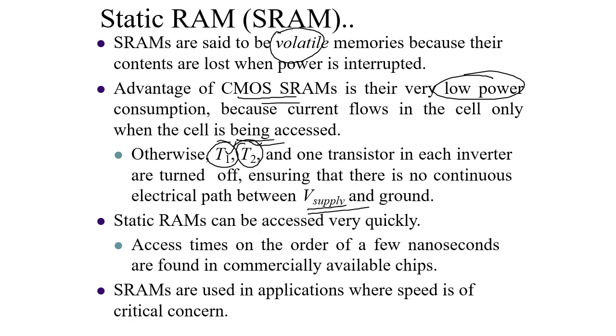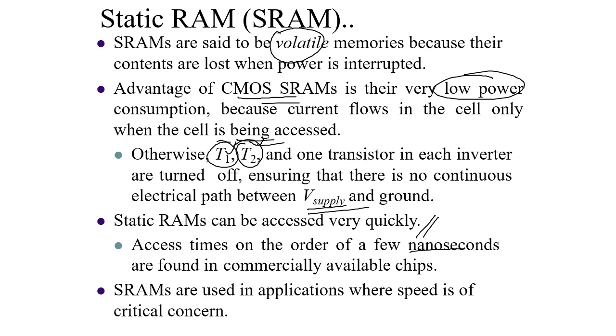So there is a continuous wastage of power in order to keep the transistors T1 and T2 and one transistor turned off. So the static RAM can be accessed very quickly. As I said earlier, the static RAMs are very fast. The access time on the order of few nanoseconds are found in commercially available chips.